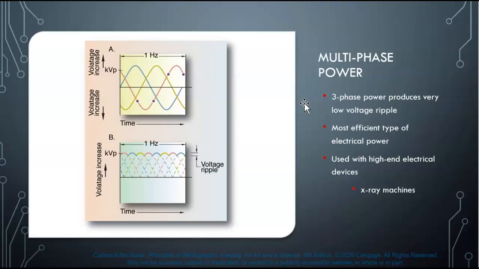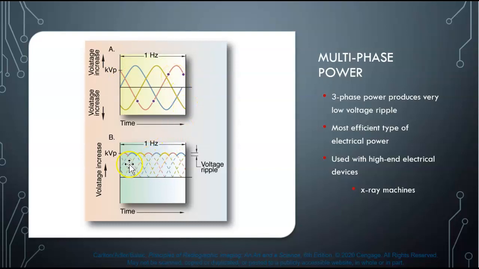Multi-phase power. 3-phase power produces very low voltage ripples. It's the most efficient type of electrical power, and it's used with high-end electrical devices such as x-ray machines. So as you can see here, we have phases, and you can tell by the color. We have a sine wave right here of blue. Then we have a sine wave right here of the yellow. Then we have a sine wave right here of the, I don't know what color that is, salmon. So you can see that we have 3 phases going on at the same time, okay?